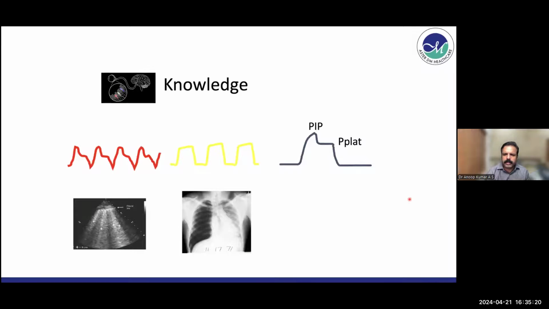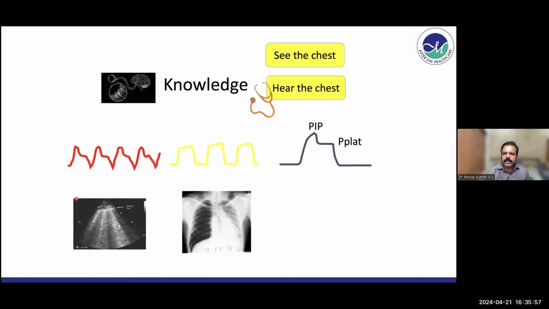To interpret all those things, you should have a basic bedside diagnosis of what is happening. Whatever things you are seeing, your brain should be able to assess what exactly is happening. Only if you have adequate knowledge about that will you be able to do it. I've told you hemodynamics and end-tidal carbon dioxide, and the airway pressures are important. Along with that, chest X-ray and ultrasound are also an essential part of mechanical ventilation in an ICU.